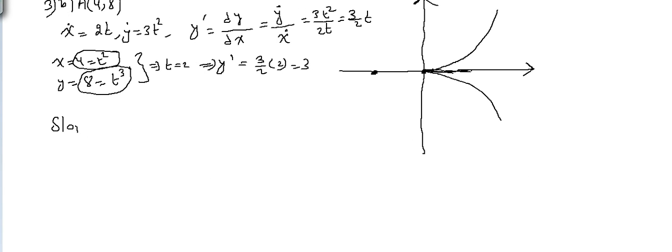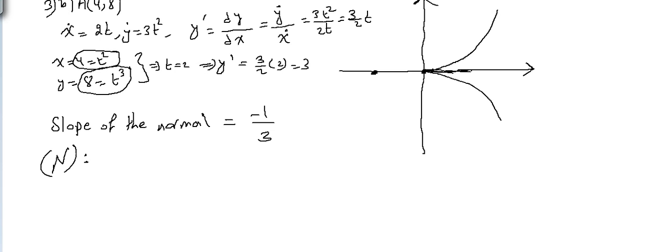Now, what is the slope of the normal at this point A (4, 8)? The slope of the normal is minus 1 divided by the slope of the tangent. And what is the equation of the normal? The equation of the normal at point A is y minus y_A, which is 8, equals slope times x minus x_A, which is 4. So y minus 8 equals negative one third times x minus 4.